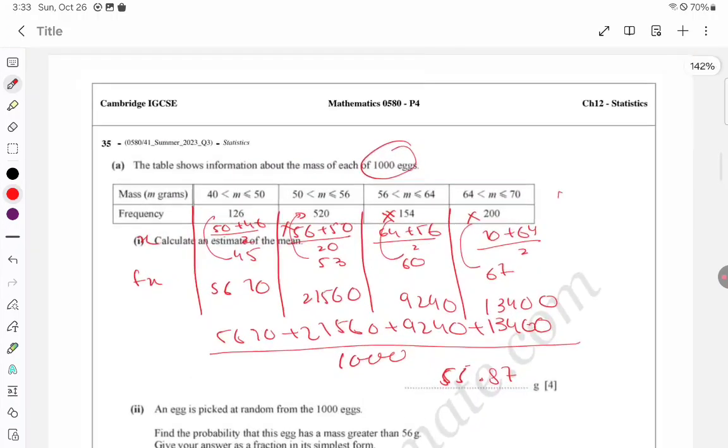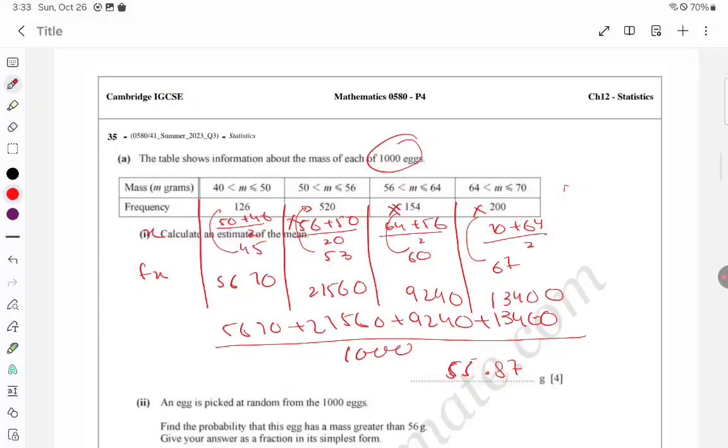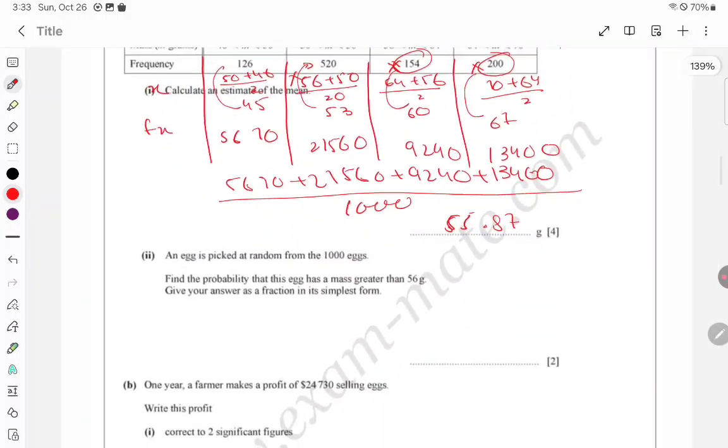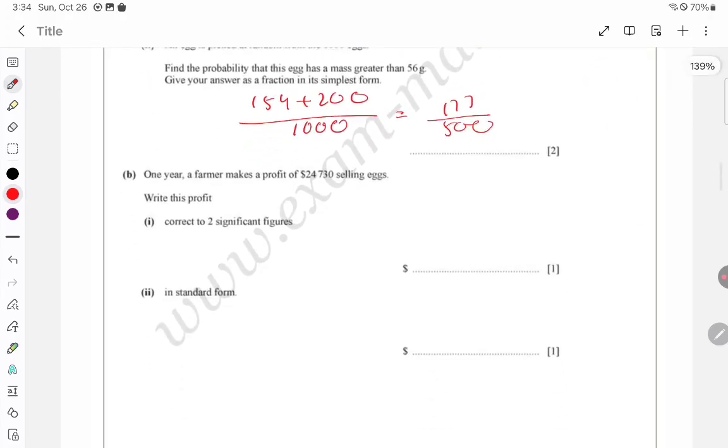Greater than 56? Not this one, not this one. Maybe this one, maybe this one. We can consider both. The frequency is 154 and 200, divided by the total number of eggs, 154 plus 200 divided by the total number of eggs, and the answer will be 177 over 500.